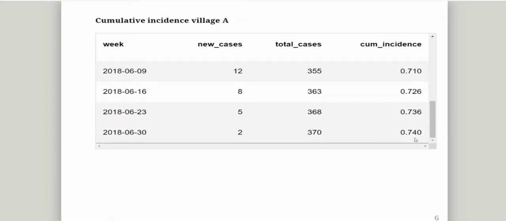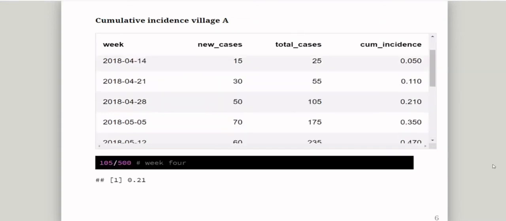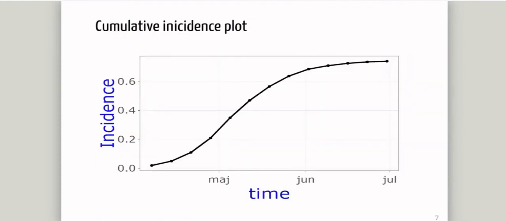So this is equal to a cumulative incidence of 0.74. In the final week, we had only 2 new cases. However, the accumulation was 370. So, for instance, for the 4th week, there were 105 cows in that period, and the cumulative incidence is equal to 0.21.